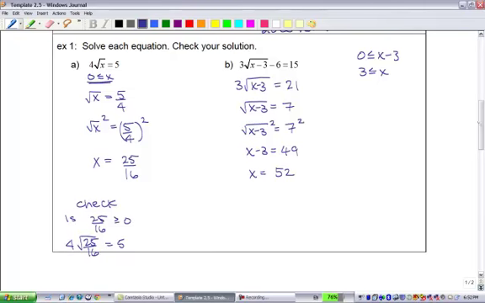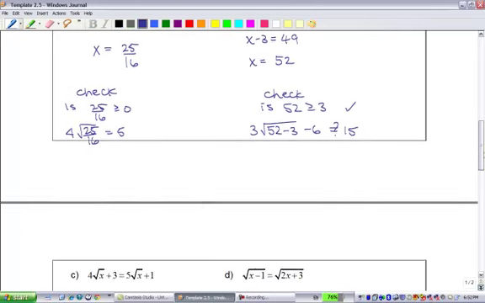Let's check again. Check left side versus right side, but certainly let's check, is x equals 52 greater than or equal to 3? And yes, it is. We can check in the actual equation, just as an especially good check, and see, does the left-hand side equal 15? And again, I'll let you do that for you to figure it out.